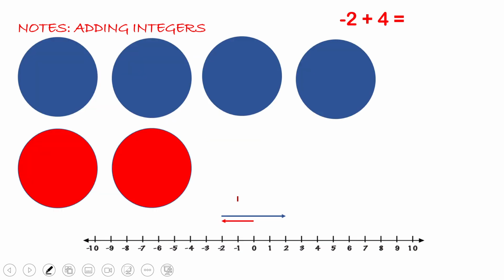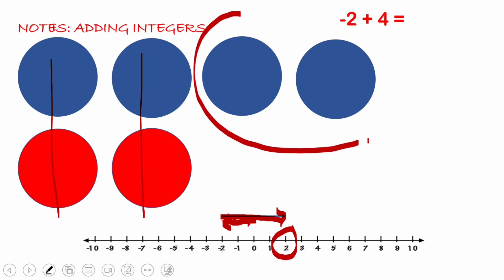Alright, let's look at these ideas. If you have 4 blue chips and 2 red chips, we have a lot of information here. On the number line, from 0, we go back -2, and then from there we go +4, and that would land at 2. We can also count zero pairs. A blue chip cancels out a red chip, and here we have a +2. The equation -2 plus 4 is a +2.